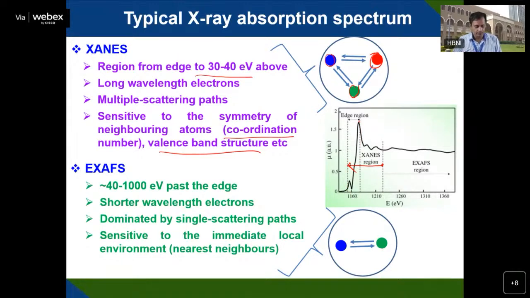But in the extended X-ray absorption fine structure, that is beyond that, 40 to 1000 electron volts in this region, the photoelectron has a quite short wavelength. It mainly interacts with one atom and a neighboring one. So it's a 1-to-1 interaction rather than multiple interaction. So it is dominated by single scattering paths, and it's sensitive to the immediate local nearest neighbor. What is the nearest atom? It will show information about the nearest atom rather than the symmetry of the neighboring atoms. It will just show which are the nearest atoms.